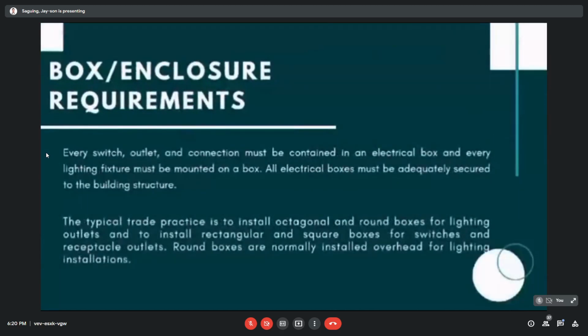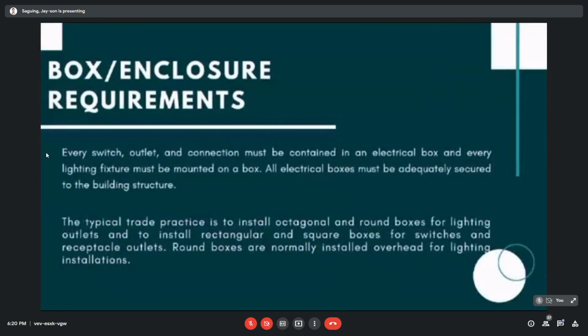Box and enclosure requirements. All electrical connections must be made in a protective enclosure such as panel board, junction, or device box, fixture, or appliance. Every switch, outlet, and connection must be contained in an electrical box, and every lighting fixture must be mounted on a box. All wiring must begin or terminate at a panel board or in a box that is a housing switch, luminaire connection, receptacle, conductor junction, or some similar terminal fitting.